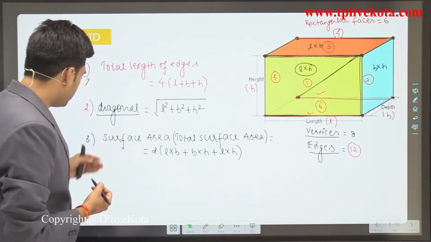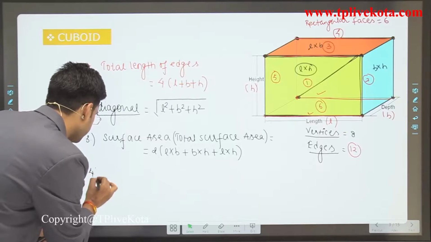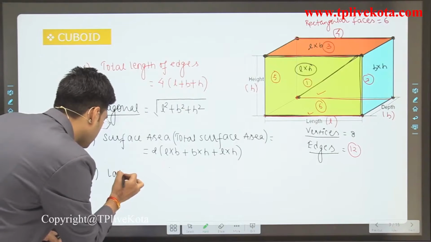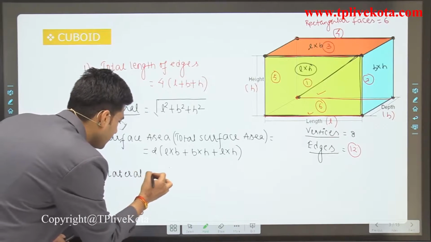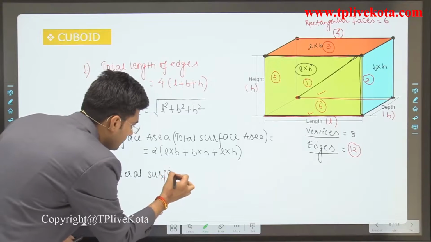Now after the total surface area, the next is lateral surface area.